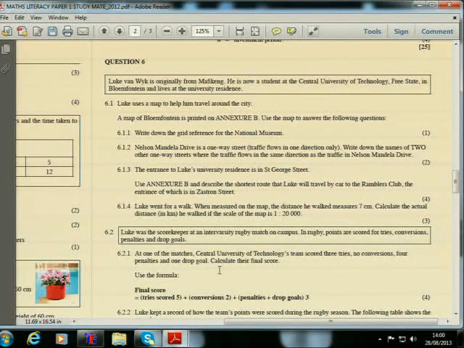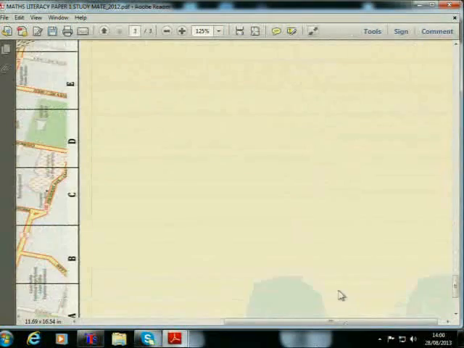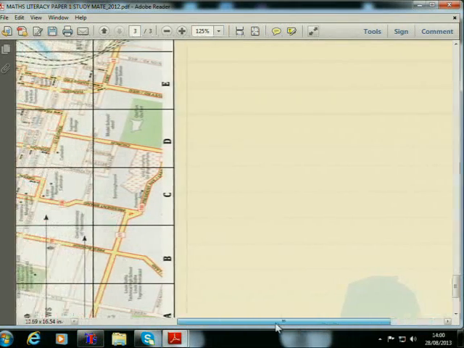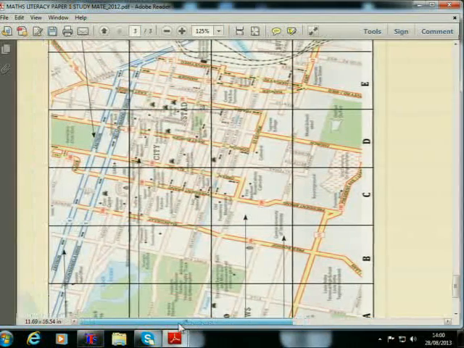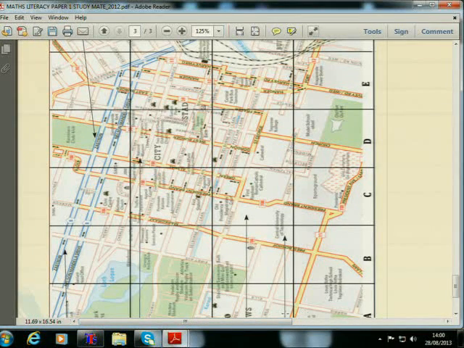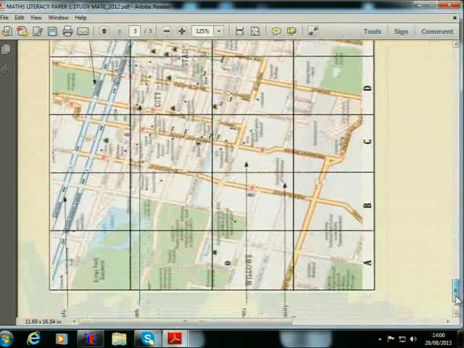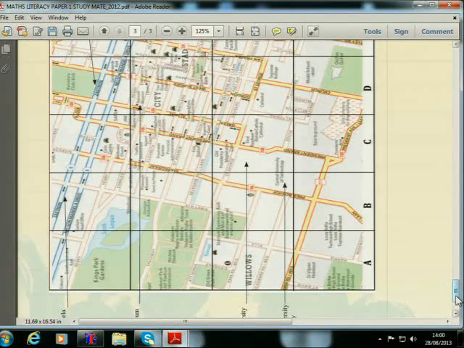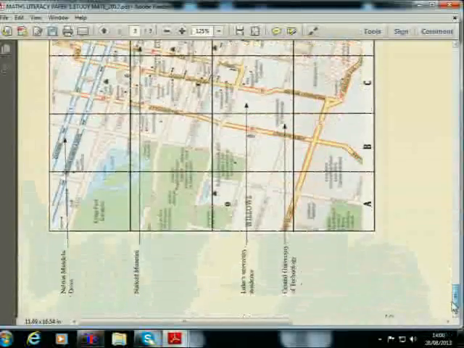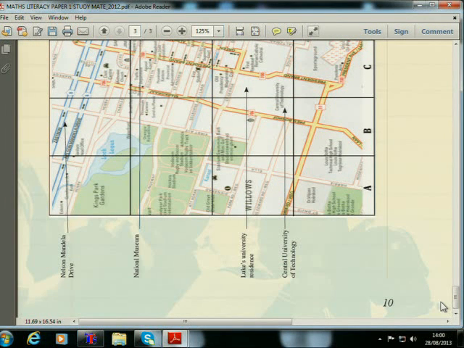So we must first, for 6.1.1, write down the grid reference for the National Museum. Let us move on to the map. Scrolling down, you'll also realize that in our map we don't have the numbers 1, 2, 3, and 4, but we will start counting from the left-hand side going to the right-hand side as 1, 2, 3, and 4, those blocks. We are only given the alphabets there, A, B, C, D, E, and F.